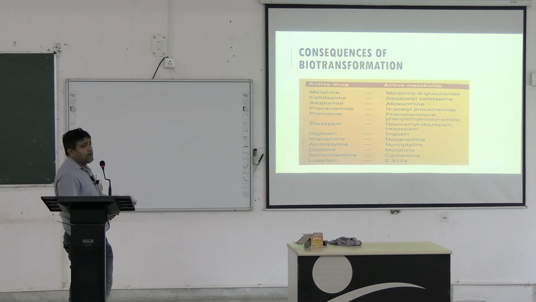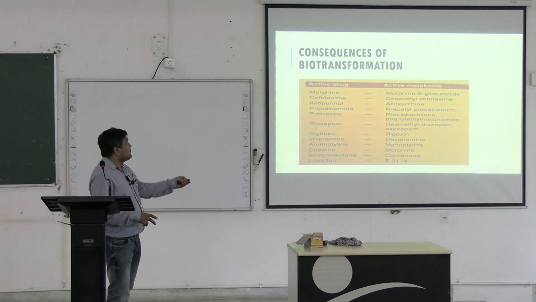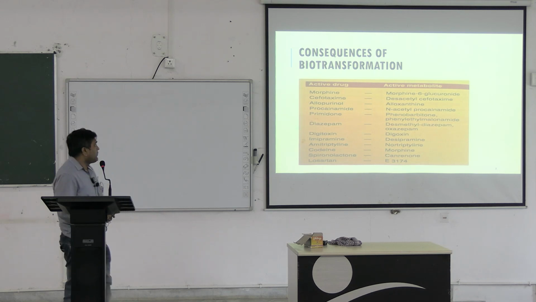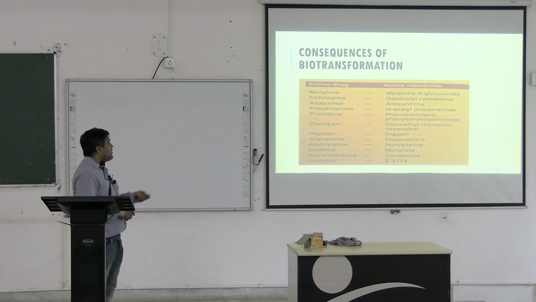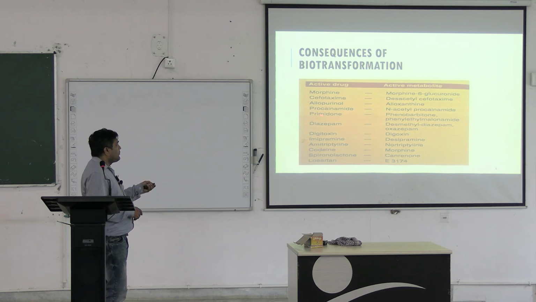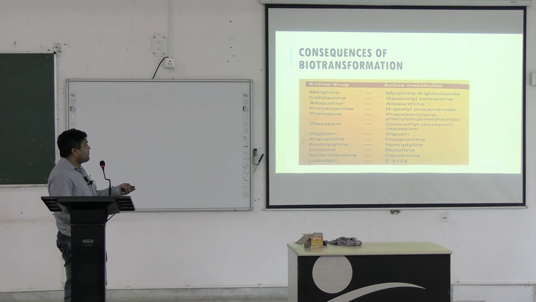Like morphine. Morphine is an active drug. It is converted to morphine 6-glucuronide. It's again an active metabolite. Cefotaxime, acetyl cefotaxime, allopurinol, alloxanthine, procainamide, acetyl procainamide, primidone, phenobarbital, phenylethylmalonamide.